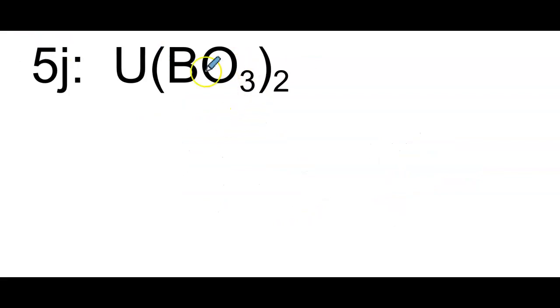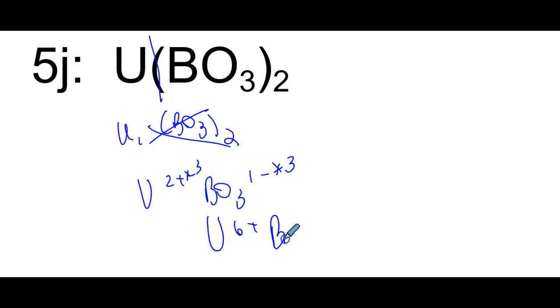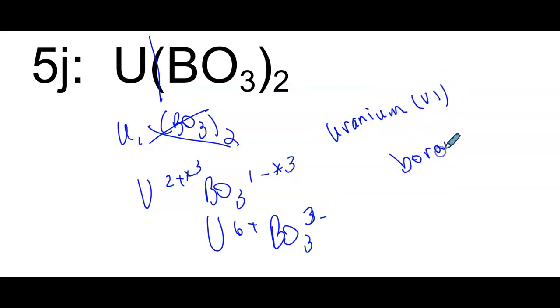Next one, split this. Uranium does have a roommate, so I know it really looks like this for considering reverse crisscross. So it's 2 plus, BO3 1 minus. Bring the 1 up, bring the 2 up. So this should be a -1, a -2, or a -3. If you look on your ion sheet, it should be a -3. So this is going to be U6 plus and BO3 3 minus. So this is uranium, Roman numeral 6, borate.